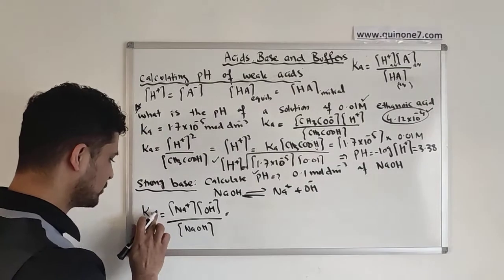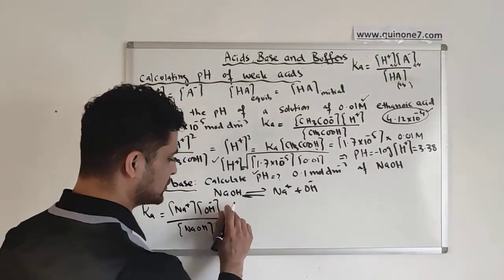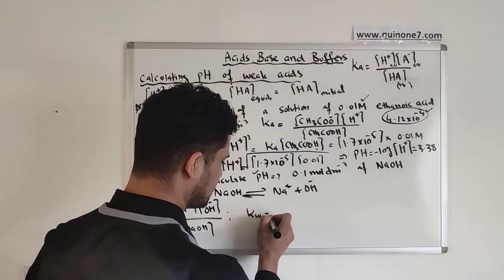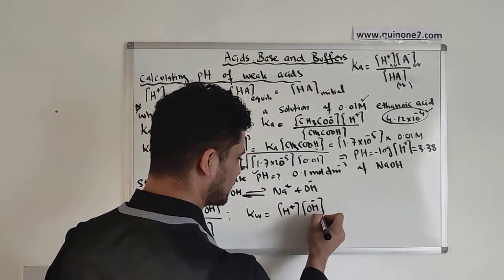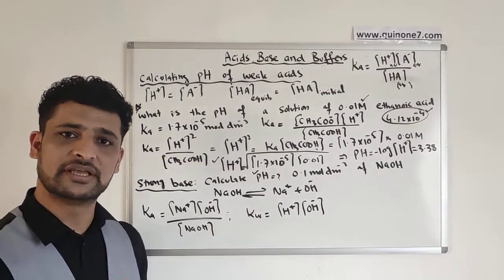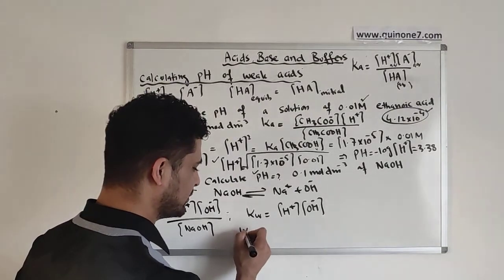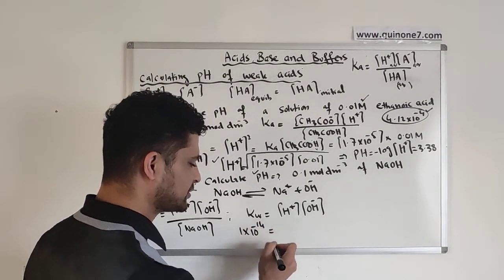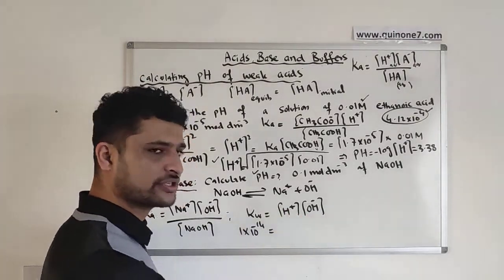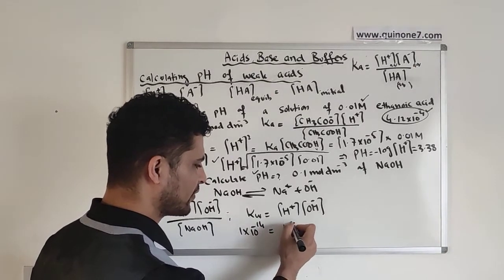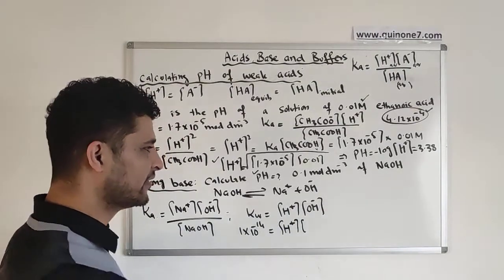That's the general expression for Ka. But if you use Kw, which is the H positive ion concentration times the OH negative ion concentration, it is a lot easier for us to calculate the pH. Kw is equal to 1 times 10 to the power minus 14 at 25 degrees centigrade. The H positive ion concentration is not given, so we are trying to find it. The OH ion concentration is given.